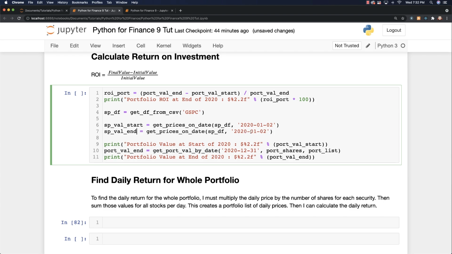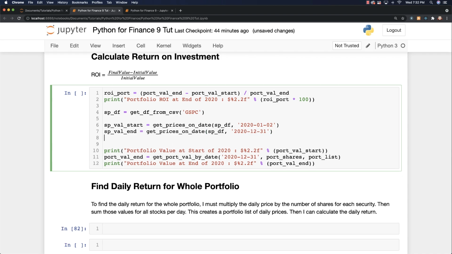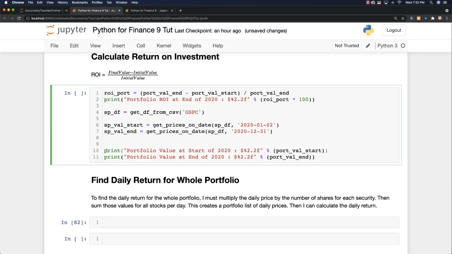And we're going to get through 12/31, just like we did with our portfolio. All right, so we got the S&P start and end. Well, what am I going to do? Well, I need to get the ROI. I'm just going to get rid of this guy right here. So put that there, and I can get rid of this one also.